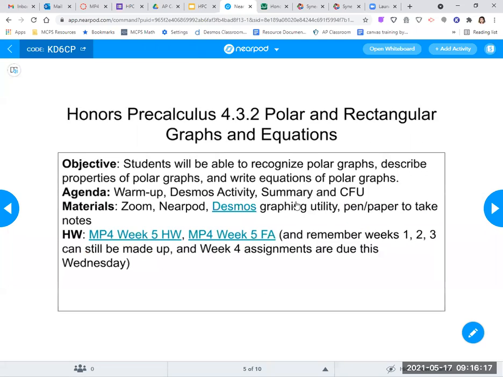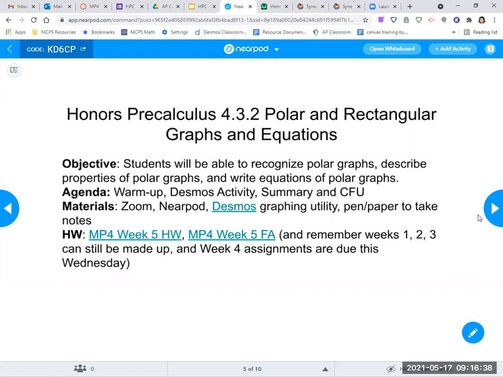Okay, so what we're going to do today is learn how to recognize polar graphs, describe properties of polar graphs, and write equations of polar graphs. We've got a warm-up, a Desmos activity, and then summary and check for understanding. We do have week 5 homework and formative, and just remember weeks 1, 2, and 3 can still be made up if you were late with them, and week 4 assignments are due this coming Wednesday, the 19th.